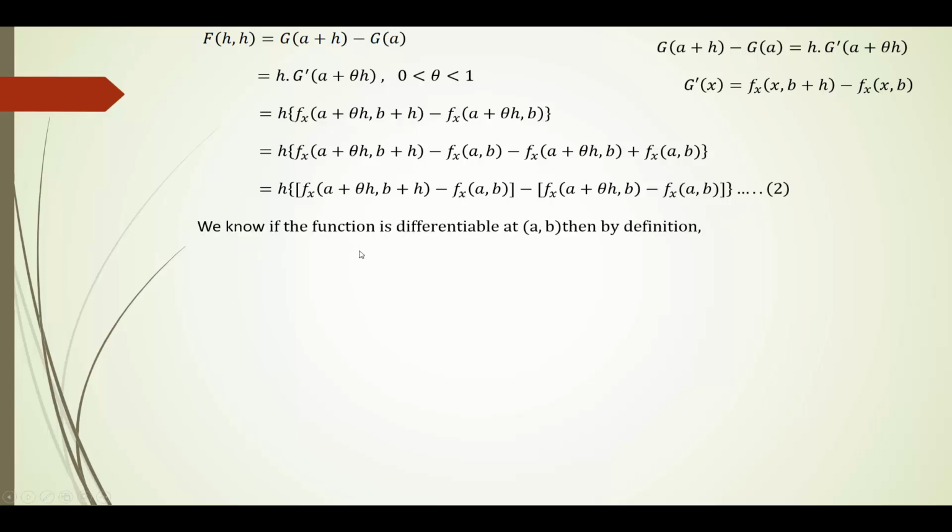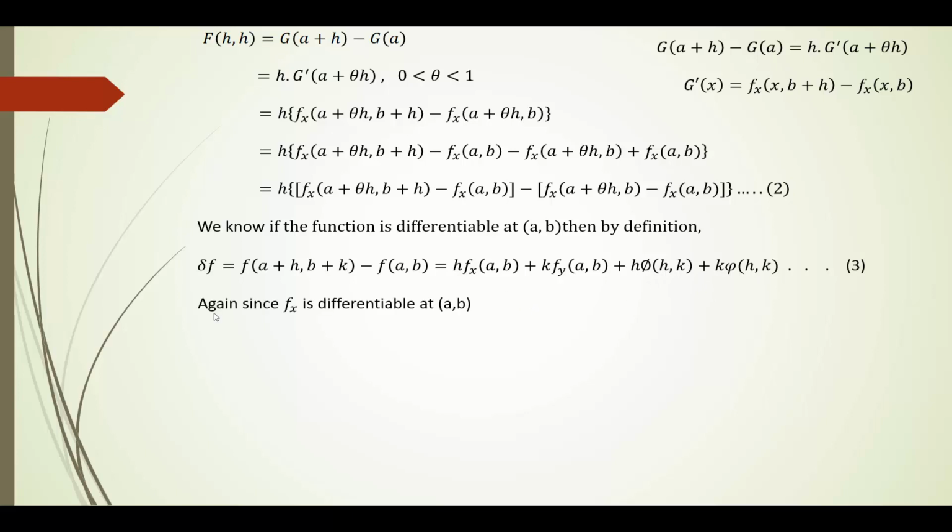Now we know the definition of a differentiable function. If a function is differentiable at point (a, b), then by definition Δf = f(a+h, b+k) − f(a, b) = h fx(a, b) + k fy(a, b) + h φ(h, k) + k ψ(h, k), where φ and ψ tend to 0 as (h, k) tends to (0, 0). Denote this as equation number 3.